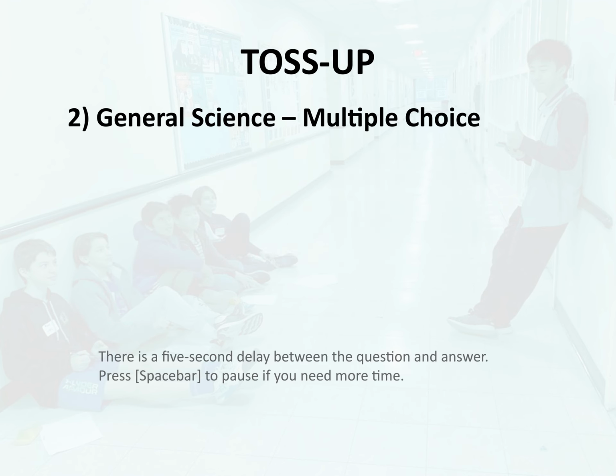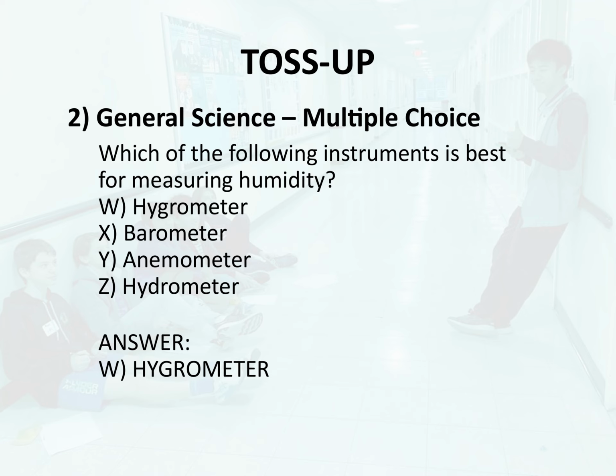Toss-up 2. General science, multiple choice. Which of the following instruments is best for measuring humidity? W. Hygrometer. X. Barometer. Y. Anemometer. Z. Hydrometer. Answer. W. Hygrometer.